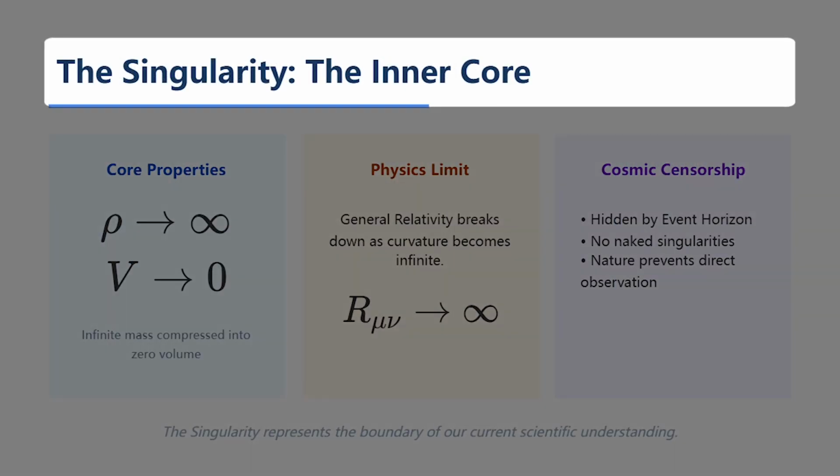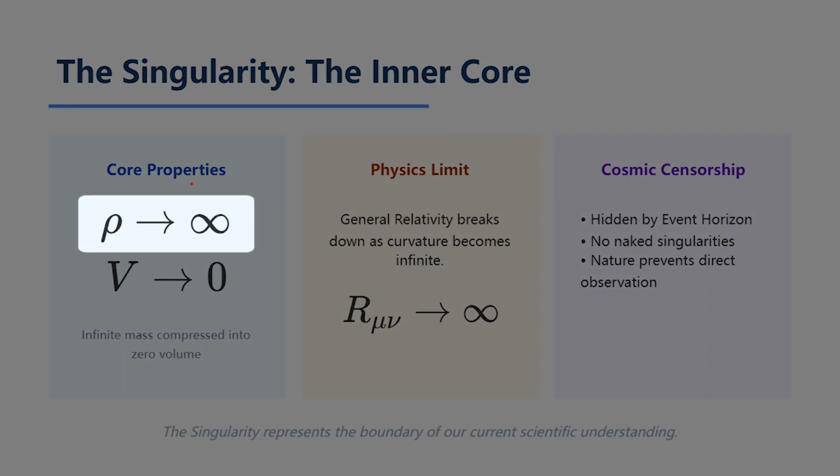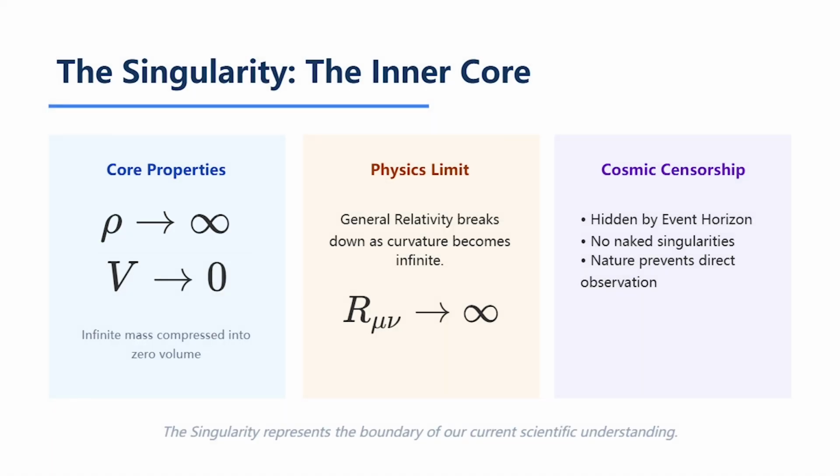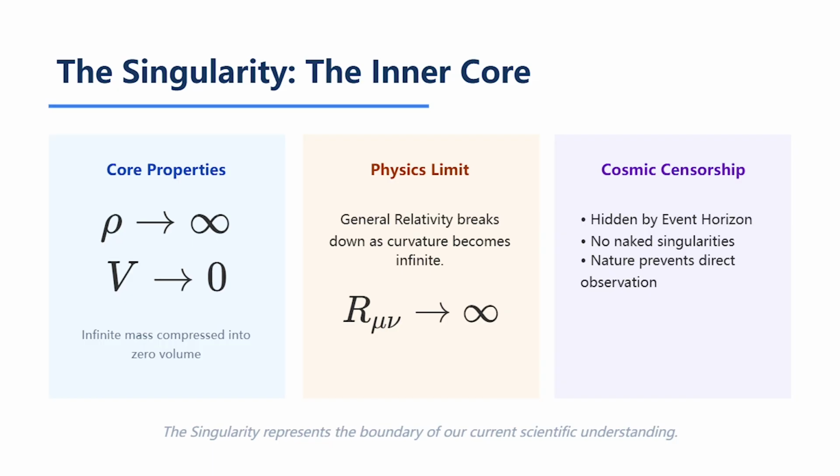Following the intense stretching of spaghettification we just covered, we finally reach the destination of all matter, the singularity. This is the very heart of the black hole, where the laws of nature as we know them undergo a profound transformation. Look at these mathematical properties. We are describing a point where density, rho, tends toward infinity. It involves an enormous amount of mass being crushed into a volume that effectively shrinks to zero. It's almost impossible to visualize an entire star's worth of matter occupying no physical space at all.